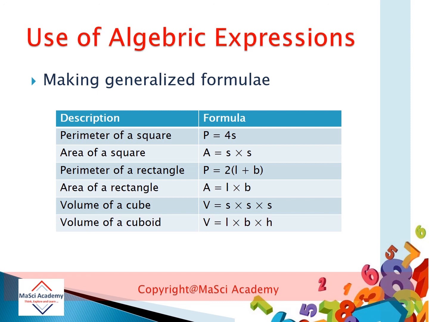So here all these small letters s, l, b, h are representing the dimensions of the given figure, and P, A and V are the derived quantities that we are calculating based on the variables. These are just a few examples. Going forward, you will learn many more such formulas that we use in calculations. So there we use algebra.